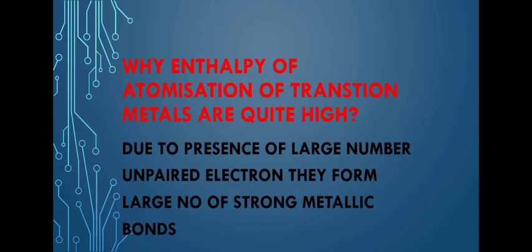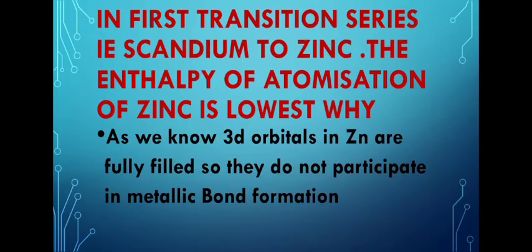So we can conclude that in the case of transition metals, they have strong metallic bonds due to the presence of a large number of unpaired electrons. Hence they have a high enthalpy of atomization. So now you are able to answer why scandium, out of scandium and zinc, which has the lowest ionization, which has the lowest melting and boiling point as well as enthalpy of atomization.